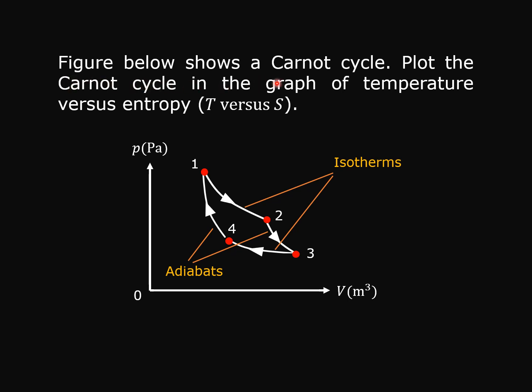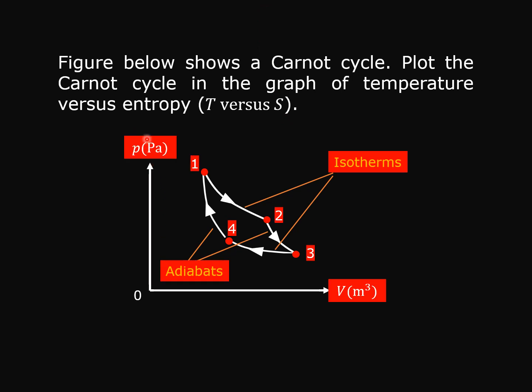Figure below shows a Carnot cycle. Plot the Carnot cycle in the graph of temperature versus entropy, T versus S. The graph given in the figures is the P versus V graph, where P is pressure in Pascal, V is volume in meter cubed. There are 4 states indicated in the graph: state 1, state 2, state 3, and state 4.